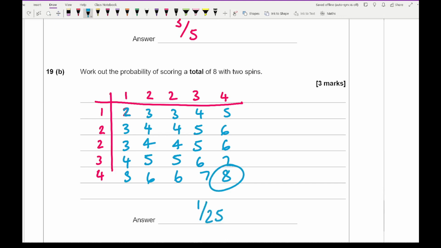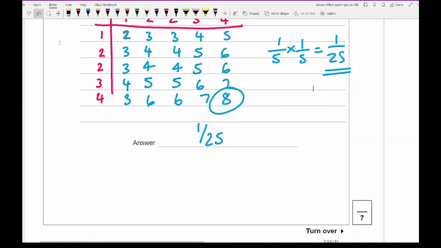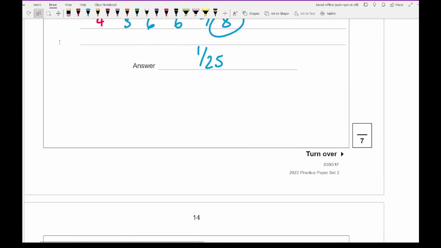option. The other alternative you could have done is done 1 over 5 multiplied by 1 over 5, and that would have given me 1 over 25. So lots of different ways in which you could have worked out the answer. But for 3 marks, it is really important that you do show some form of working out.